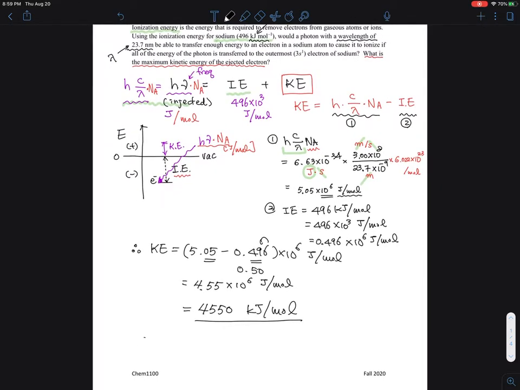One extra piece of information is that kinetic energy has something to do with half times the mass of an electron times the speed of the electron squared. So from this, you can calculate the average speed of an ejected electron based on the kinetic energy of the ejected electron from the photoelectric effect.